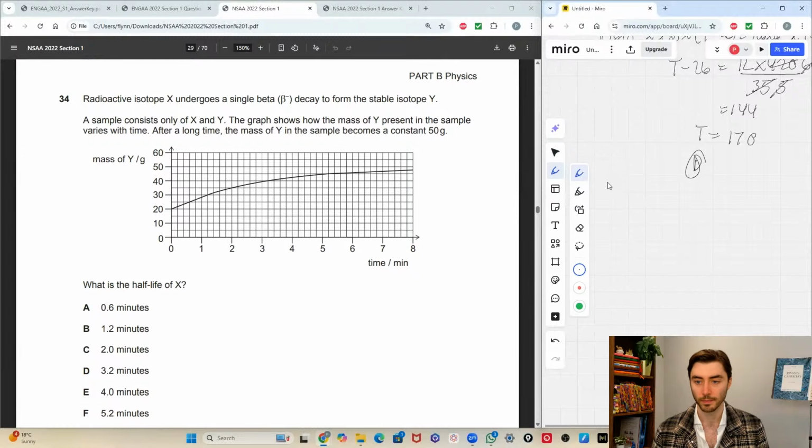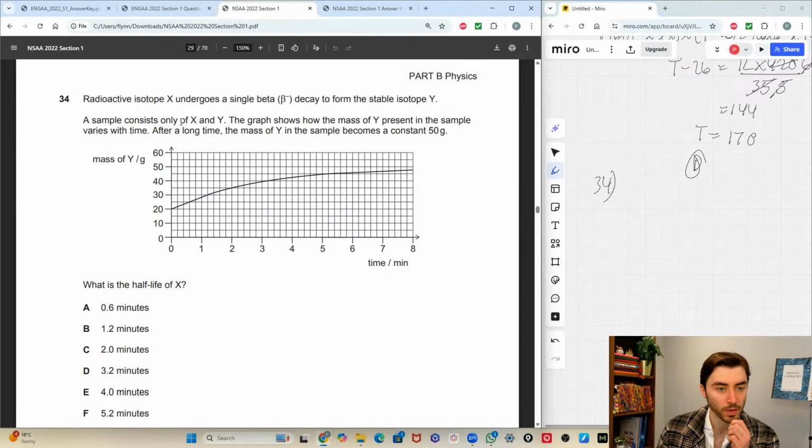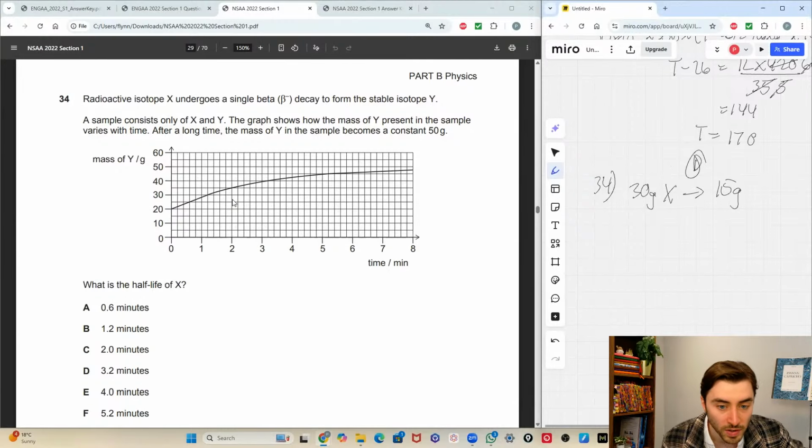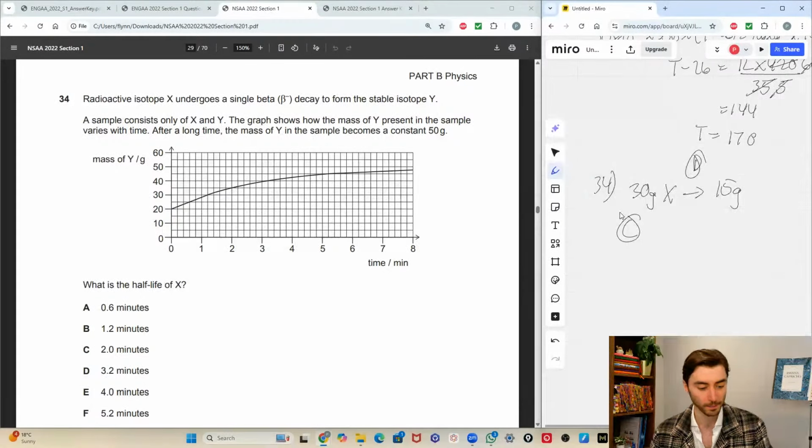34. Single beta decay to form stable isotope Y. Only X and Y, so there's more Y, that's increasing, present in the sample after a long time. The mass is a constant 50. What's the half-life of X? So you don't lose mass in beta. So there was initially 30 grams of X. And then after one half-life, that should be 15 grams of X, along with the initial 20 of Y. So I'm looking for 35, which is 2 minutes, which is C. I'll explain later.